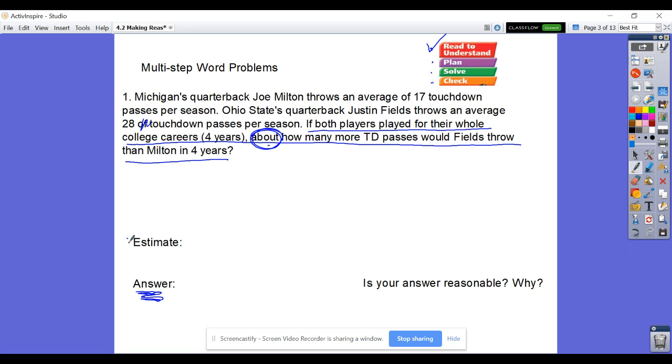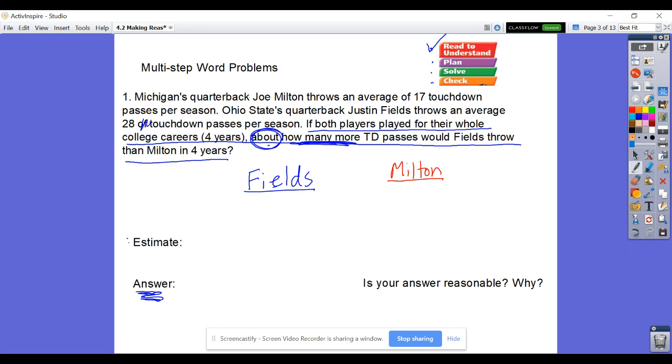So let me look again. If both players played their whole college career, about how many more touchdown passes would Fields throw than Milton in 4 years? So I'm thinking before I can figure out how many more, I'm going to first need to find out how many passes Fields throws in 4 years and Milton in 4 years. So I'm going to put Fields and Milton and kind of organize my work this way. And I'm going to find the exact ones for now. And we'll do the estimate later.